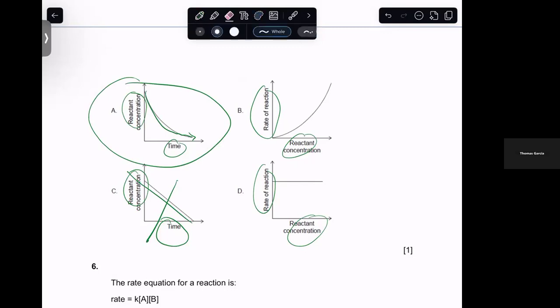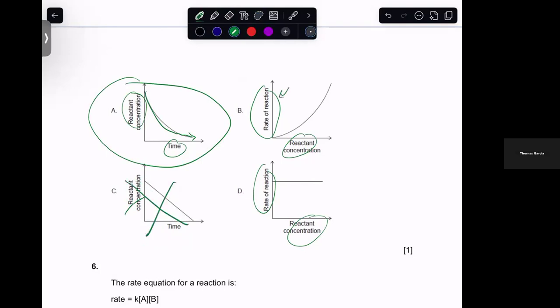If we're just going by process of elimination, we can do that too. We know from our graphs, as we use our reactant, the concentration of it will decrease, but it decreases slower and slower because we're using it up and therefore the rate is slowing down. So that's why it can't be C.